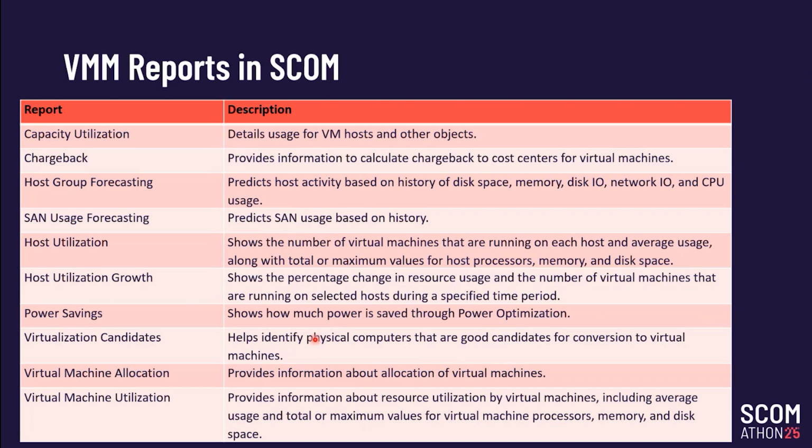Then we have the host group forecasting. So we have forecasting reports about, this is just an extract, host groups, SAN usage, but there are also forecasts about VM usage, network usage. And then we have the actual utilization reports of the host. And we have something like the power saving plans, so you can do optimizations on that. And then we have virtualization candidates, which helps to identify physical computers that are good for converting to virtual machines. That's more of a historic one because we don't have so many physical computers anymore, but I just want to point these reports out to you because that's really something VMM can do for SCOM.